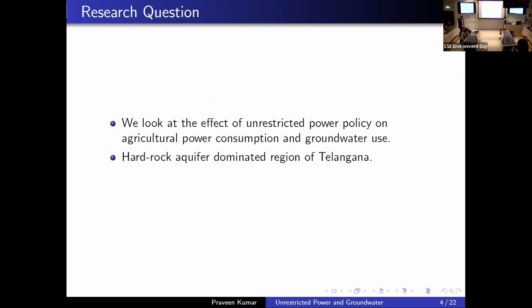My research question is, what is the impact of this unrestricted power policy on agricultural power consumption, groundwater use, and subsequently groundwater depth? I focused mostly on hard rock aquifer regions. In India, there are majorly two types of aquifers: alluvial aquifers and hard rock aquifers. Hard rock aquifer regions cover two-thirds of India. They differ from alluvial aquifers in that they have low storage, shallow depth, and heterogeneity in where you get the water. You may get water in one field and not in another, while in the alluvial aquifer it is mostly a rough estimated area of about 10 square kilometers.